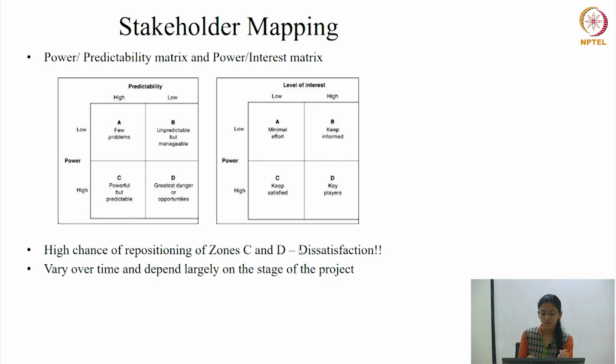Usually when you try to satisfy the zone C of stakeholders in the power interest matrix, as you see there, it might not be in agreement with the zone D. So they might get very aggressive while taking these decisions. So there can be repositioning of the zones C and D, but that doesn't mean A and B are not important. They also have a very important stake in the decision taking process.